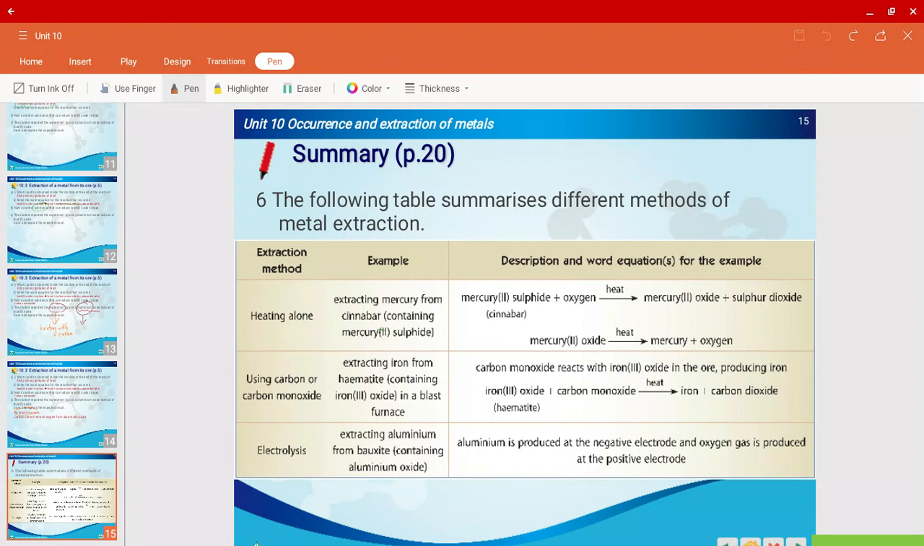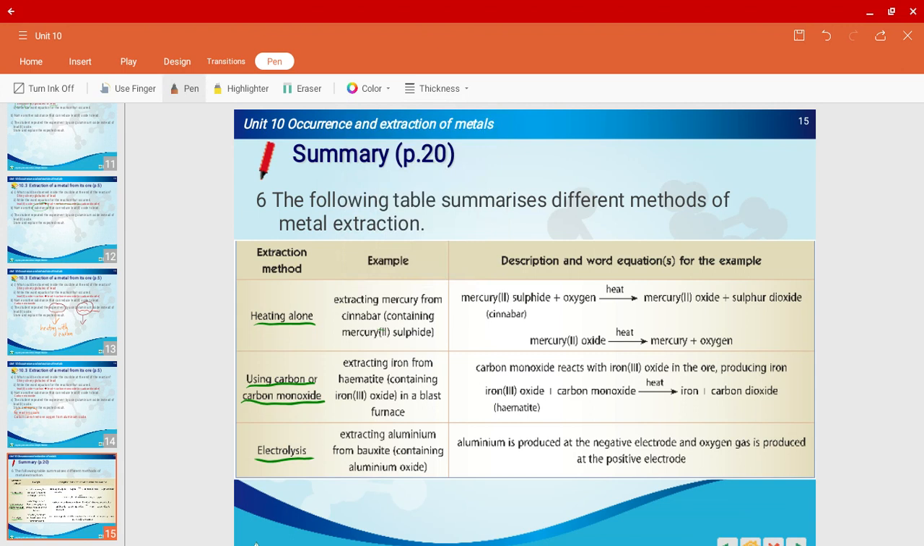In this video, we're going to do some questions together, and we'll do a quick summary of what we've learned so far. So in the previous two videos, we've talked about how we could extract metals. We can extract them by heating their ores. This is for metals that are unreactive or have low reactivity. We could also heat the metals with carbon or carbon monoxide. This is for metals that are moderately reactive. And finally, we also talked about electrolysis, and this is for metals that are highly reactive.